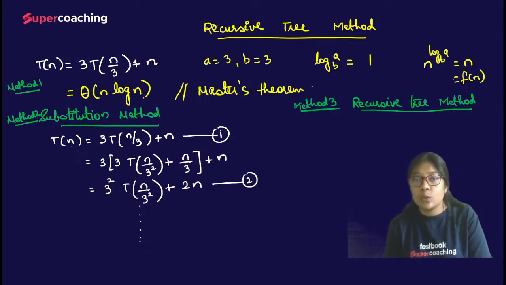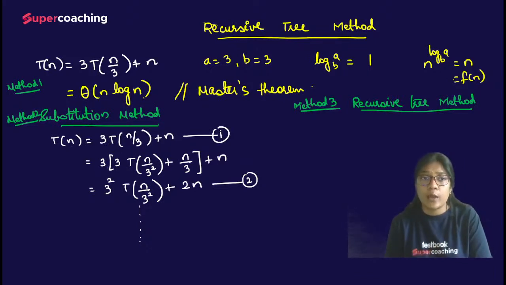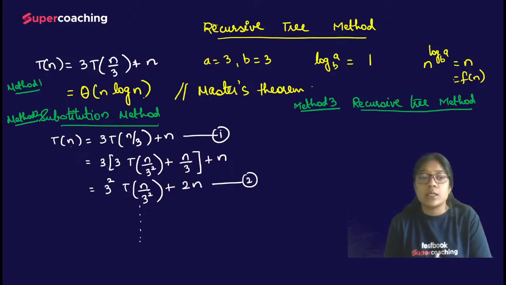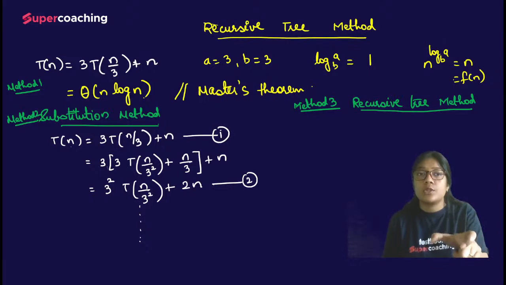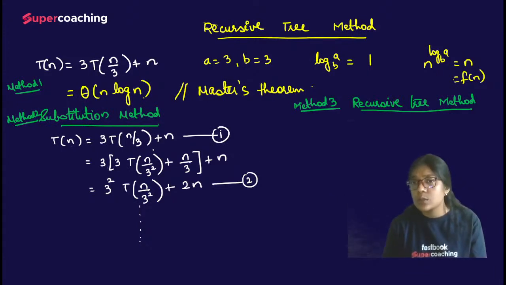If divided into the equal parts and b is greater than 1, condition satisfy हो रही है, then we'll go for master's theorem. अगर condition satisfy नहीं हो रही है, but the problem is divided into equal parts, then we will be using substitution method. So by looking at the recurrence relation, you'll be deciding which method you want to use for solving a recurrence relation. Let us apply the recursive tree method on this one as well. यहाँ पे तीनों methods work कर रहे हैं.